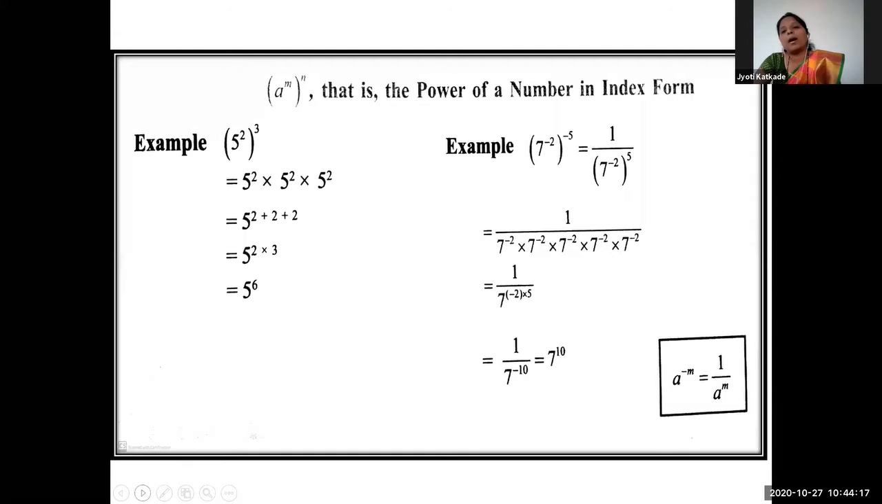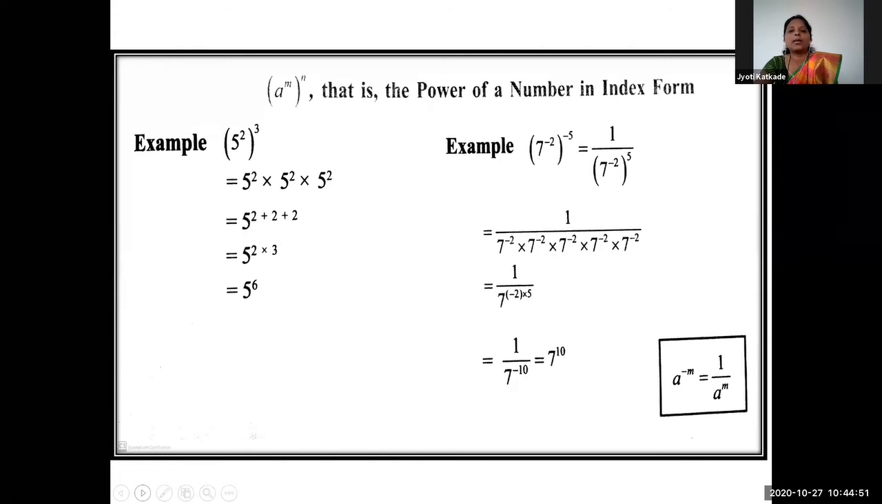Now (7^-2) power 5. So take 5 time multiplication of that 7^-2. So take 1 upon 7^-2, 5 times multiplied. Now, according to the multiplication rule of indices, take the addition of -2, 5 times. And if 5 time addition, we can multiply that number 5 times. So 7 raised to -2 into 5.